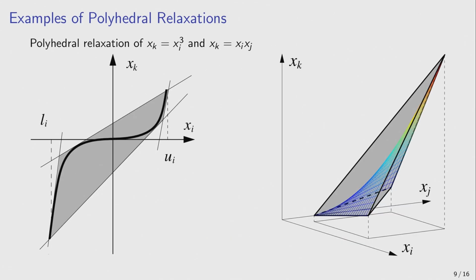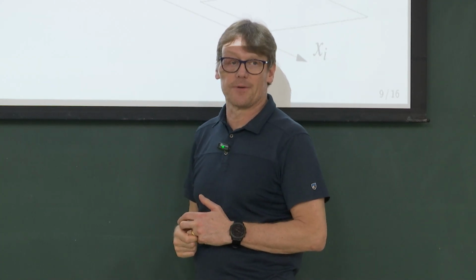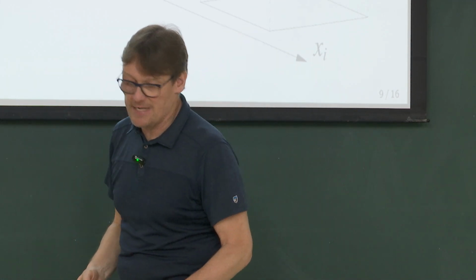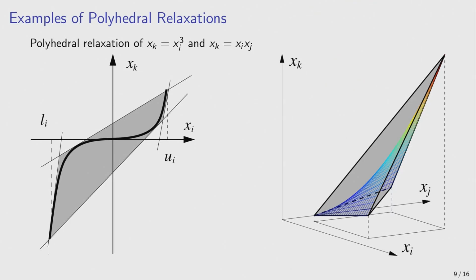You can do this for all sorts of functions. So you can do this, for example, for xk equals xi cubed. Now you're exploiting the fact that, again, you compute secants or supporting hyperplanes, and as long as you know where the function is convex and where it is concave, you can construct these polyhedral outer approximations. So for very simple functions, if you know the function well enough, you can construct polyhedral outer approximations or relaxations. So that's good. That's something that's relatively easy to do. And I'll show you next how to get these guys here. So that's a very special one.